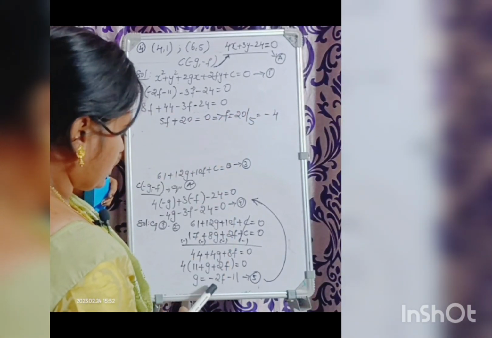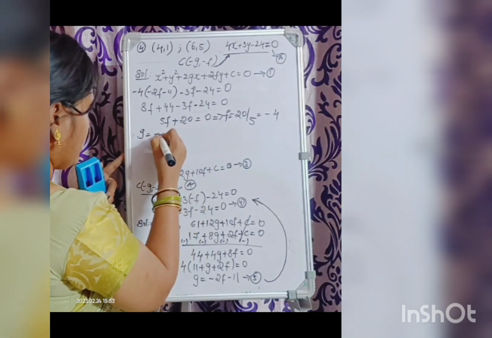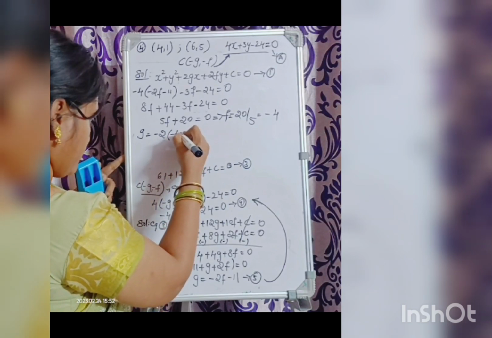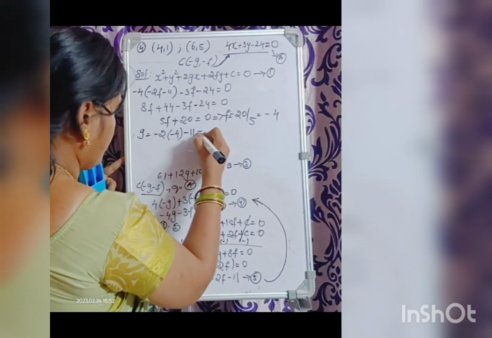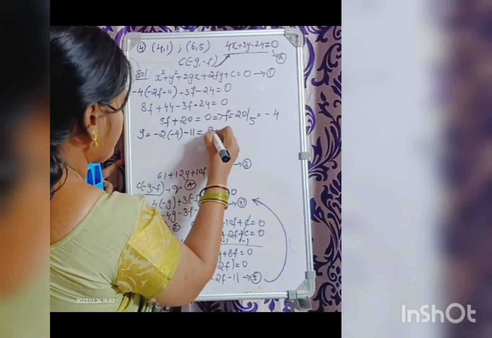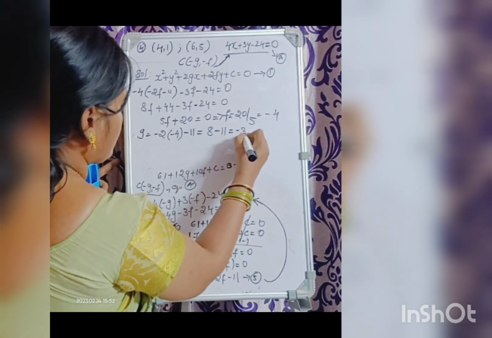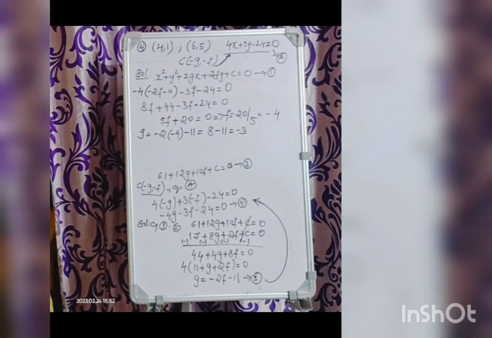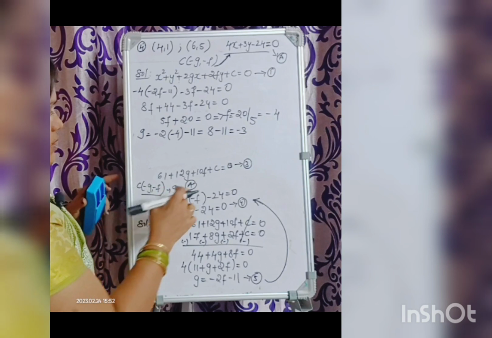So substitute here in order to get g. So g is equal to minus 2 times f, which is minus 4, minus 11, which implies minus into minus is plus, it is 8 minus 11, which is minus 3. Understood? Now we got the f value and the g value.